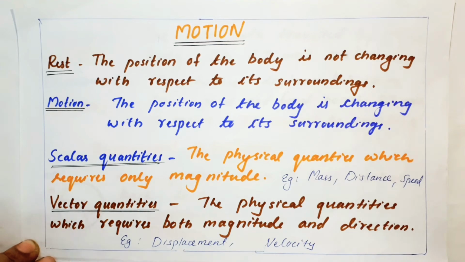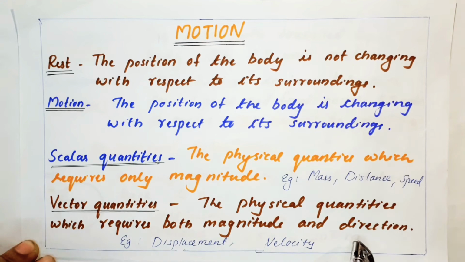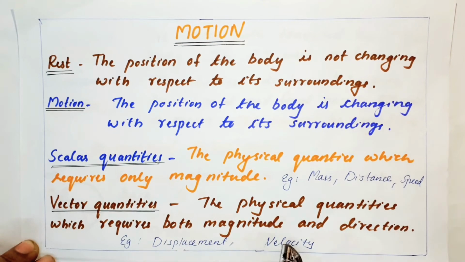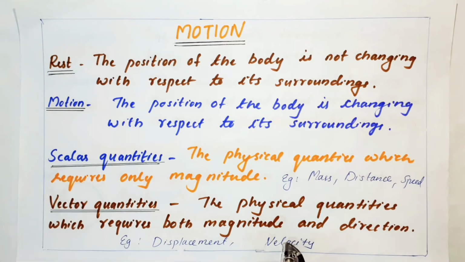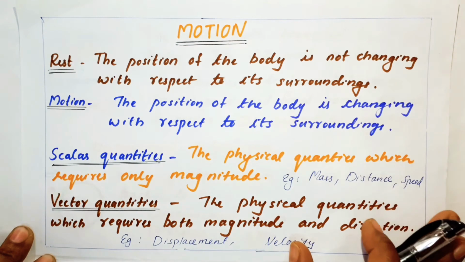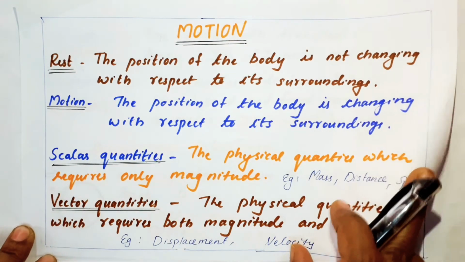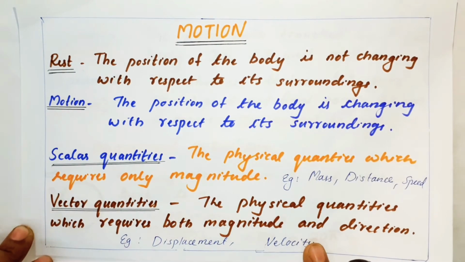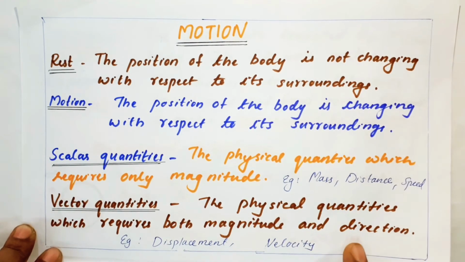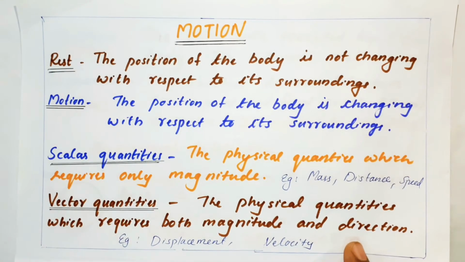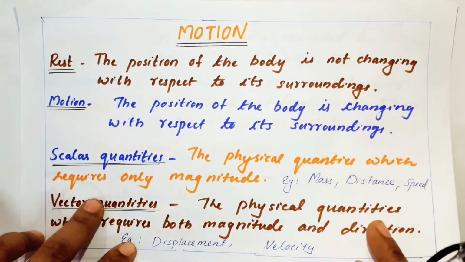But there are certain quantities in physics for which we need both magnitude as well as direction. For example, displacement, velocity, force, these all quantities, not only magnitude, you have to mention the direction also. So those physical quantities we can call by the name vector quantities. So all the physical quantities we can classify in these two categories. Few will go under scalar quantities, the other will go under vector quantities.